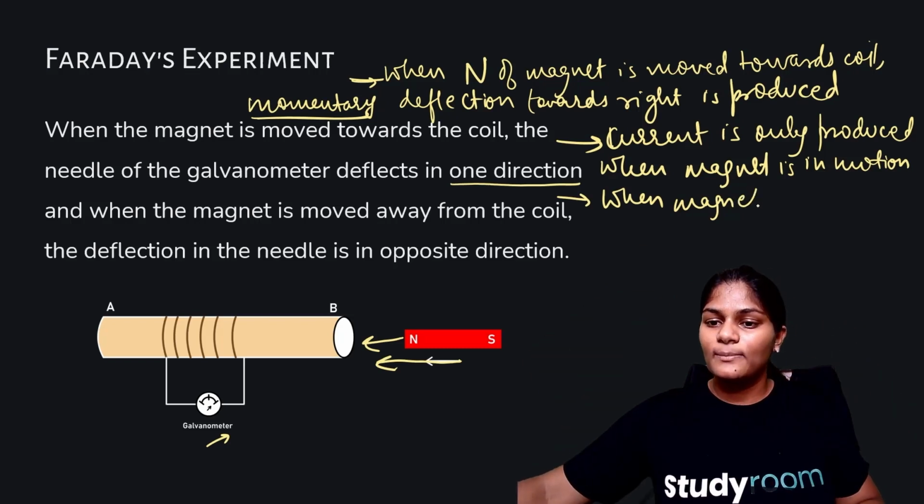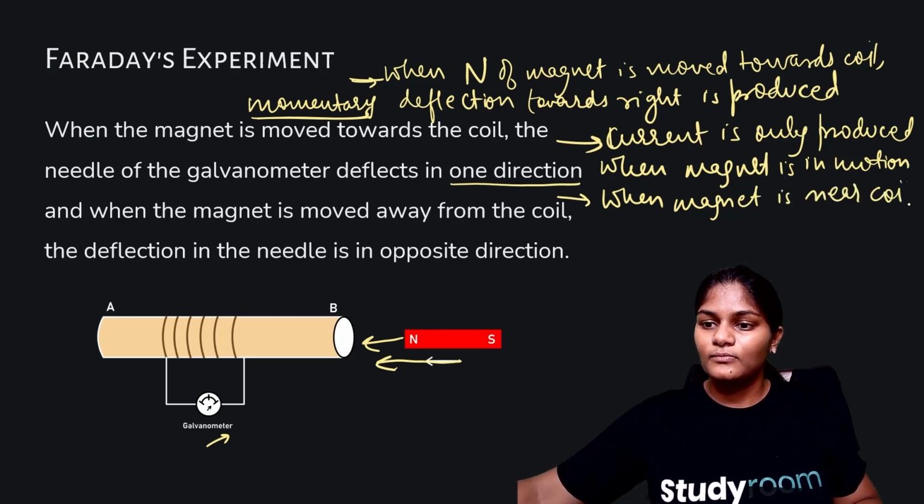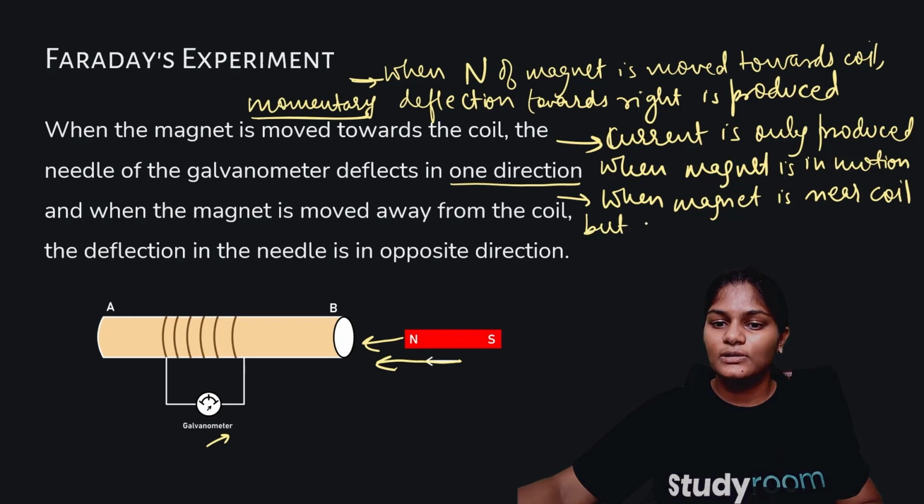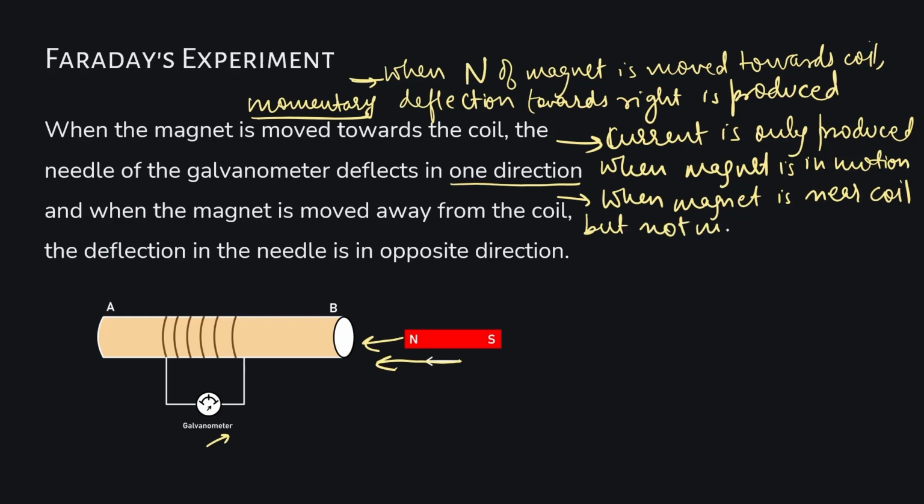So when the magnet is near the coil but not moving, galvanometer G shows no deflection. We know this now.